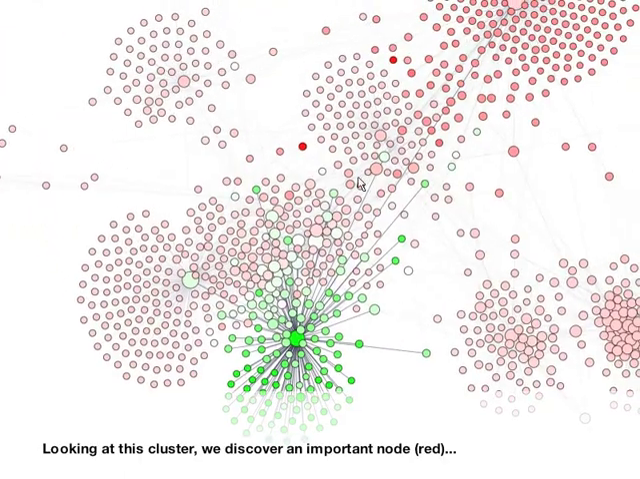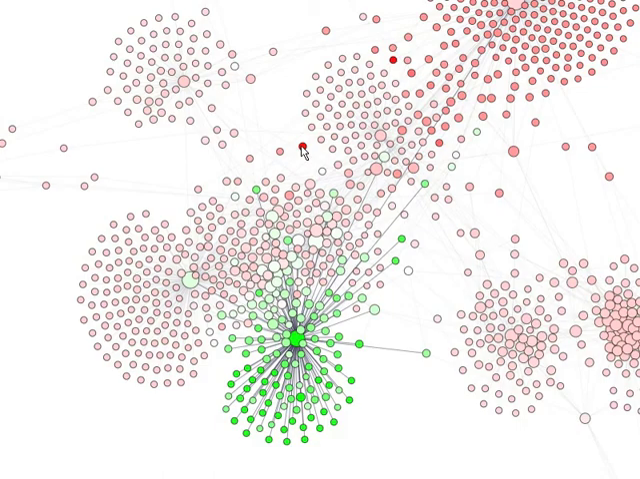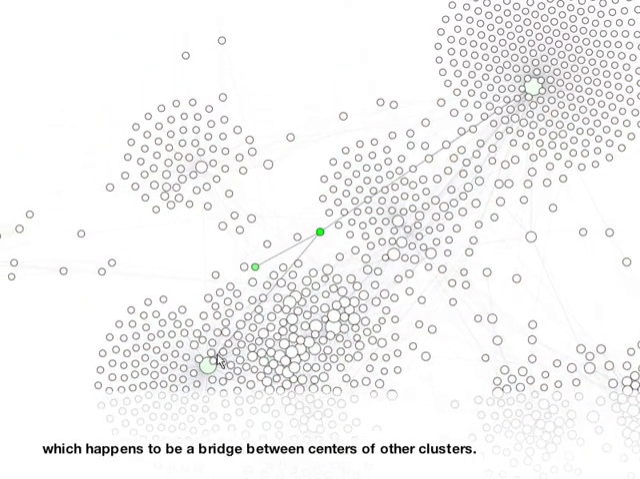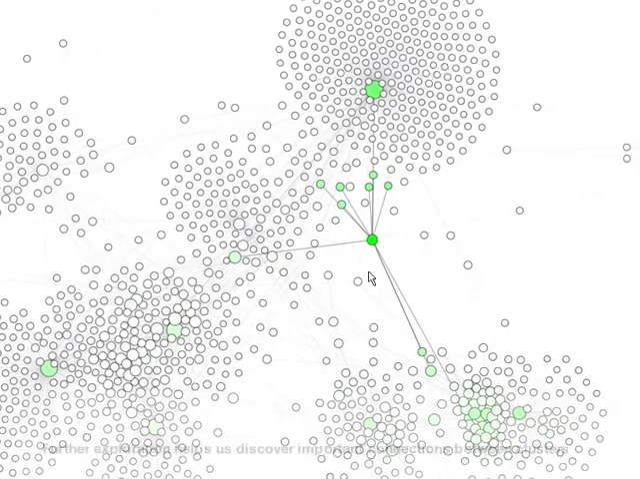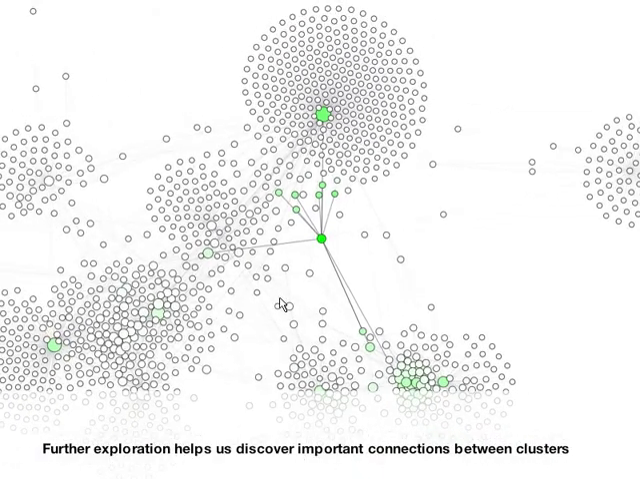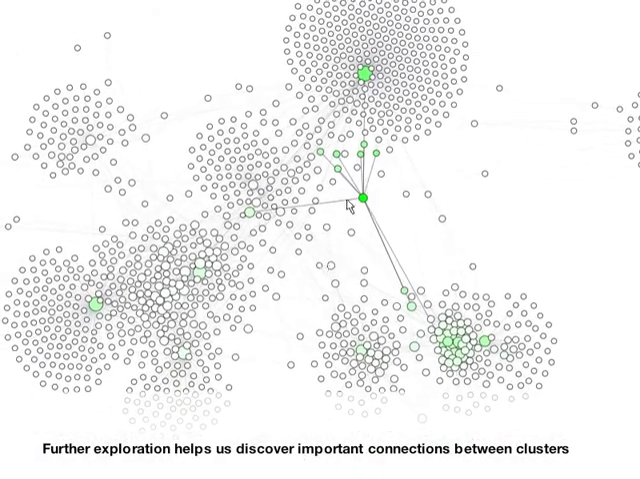Looking at this cluster, we discover an important node, which happens to be a bridge between centers of other clusters. Further exploration helps us discover important connections between clusters.